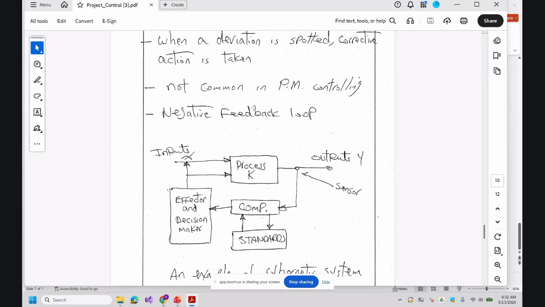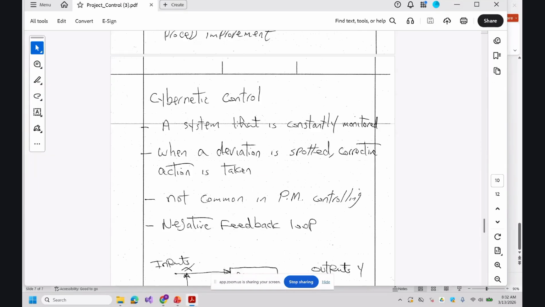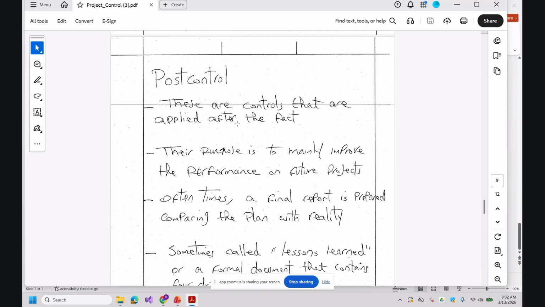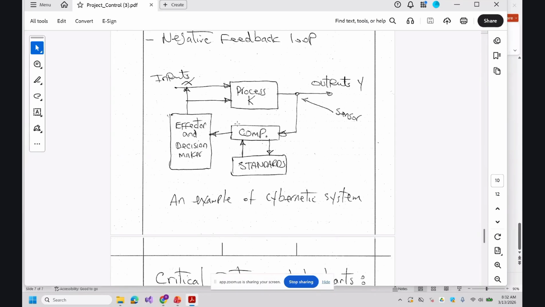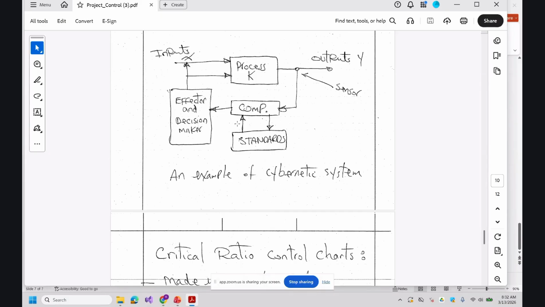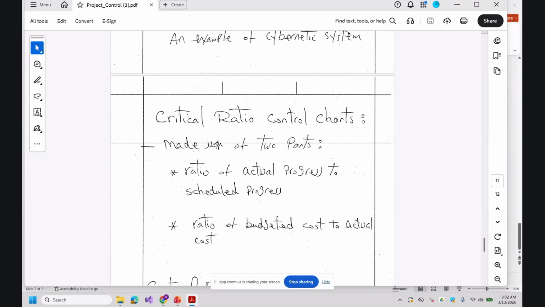Okay. Any questions about these three different methods? As we mentioned, these are go, no go control, post control, and cybernetic control. This is something that you just need to learn as a concept, and as you go to work tomorrow, you'll be aware of it.